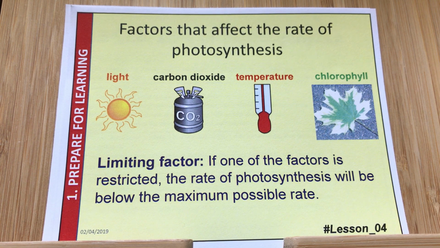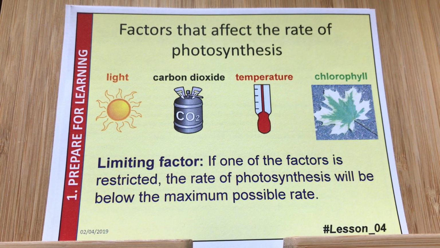A limiting factor is one of the factors that is restricted, so the rate of photosynthesis will be below the maximum possible rate. And we talk about getting things at the optimum conditions, the perfect conditions, the best conditions. Now, if we've got our light intensity at the optimum condition, then something else is a limiting factor. Once we've got our optimum conditions for, say, light and carbon dioxide, temperature could well be the limiting factor.